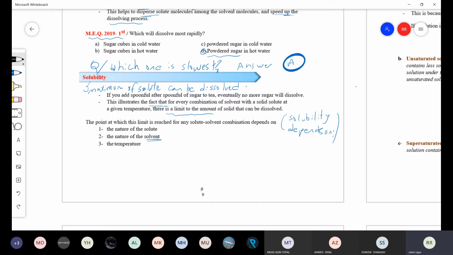Please add the fourth one, which the book hasn't clarified entirely, which is pressure. But pressure is only for gases and liquids. When we talk about pressure, the effect of pressure is only for gases and liquids. But these three are for all.